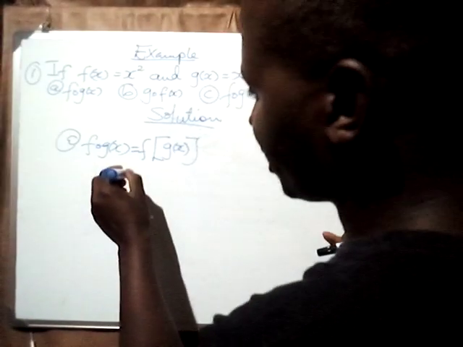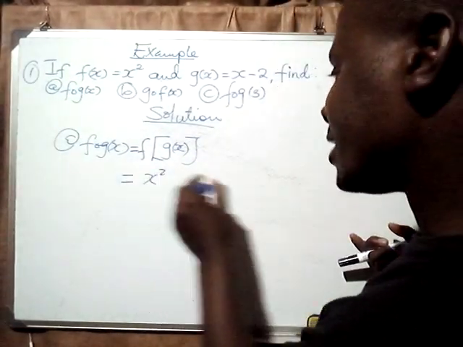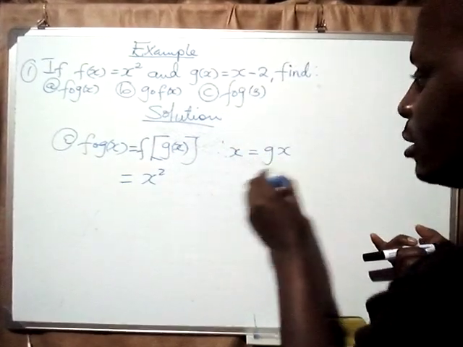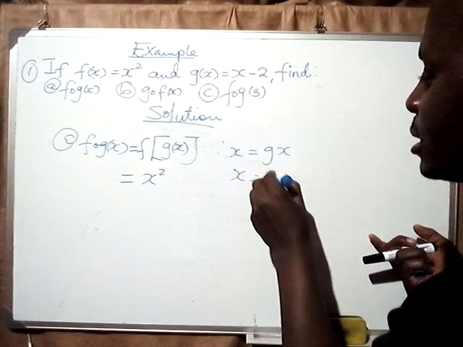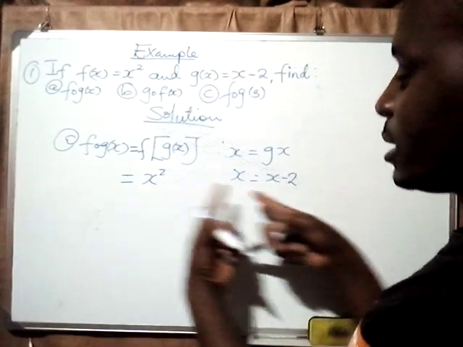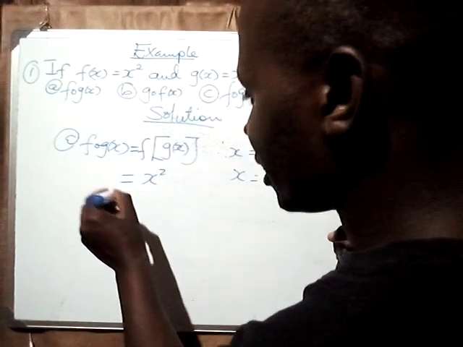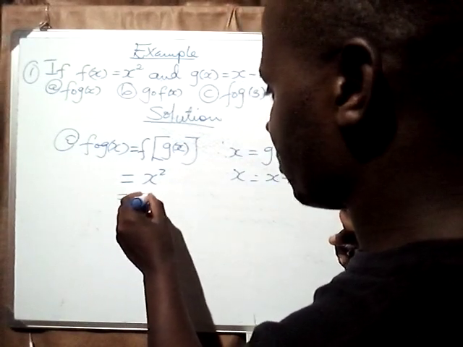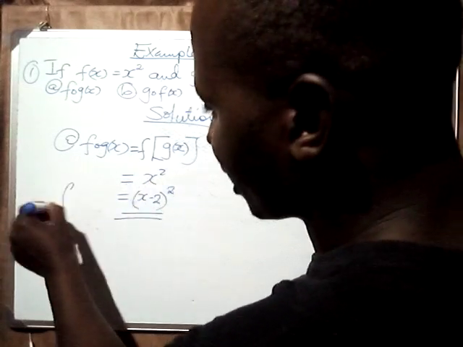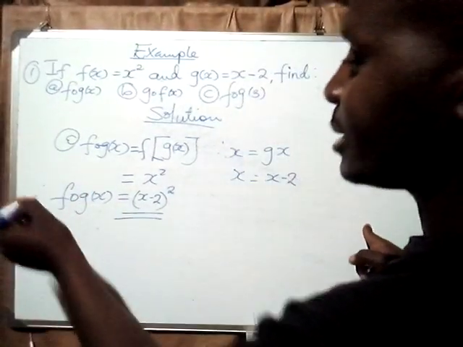Now, what is the function f? The function f is x squared. So where there is x, we are going to say, therefore, x is equal to the function g. So the value of x is x minus 2. Where there is x, we replace it with x minus 2. So we are going to have x minus 2, then everything squared. This marks the end of f of g of x. This is the answer we have.